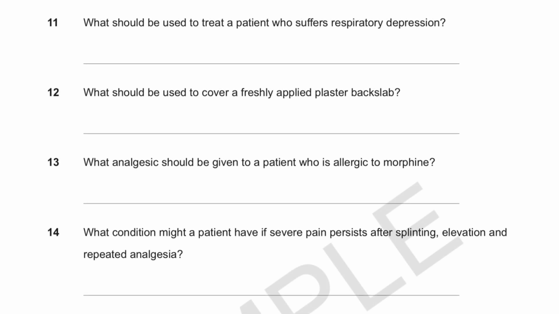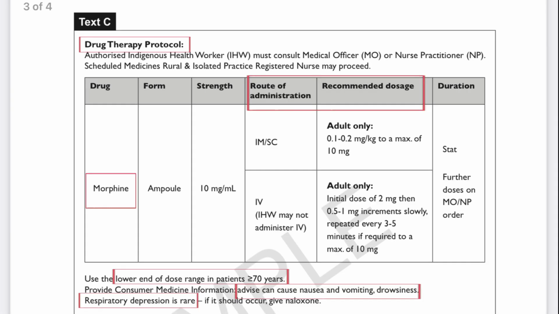Number 13, what analgesic should be given to a patient who is allergic to morphine? So keywords are allergic to morphine. Now we go to text C because that's where morphine can be found, and then we scan it. Authorized indigenous health worker, nurse practitioner, drug, morphine, route of administration, recommended dosage, use lower end of dose range in patients more than 70. Advice can cause nausea and vomiting, drowsiness, respiratory depression. Oops, the answer is not here.